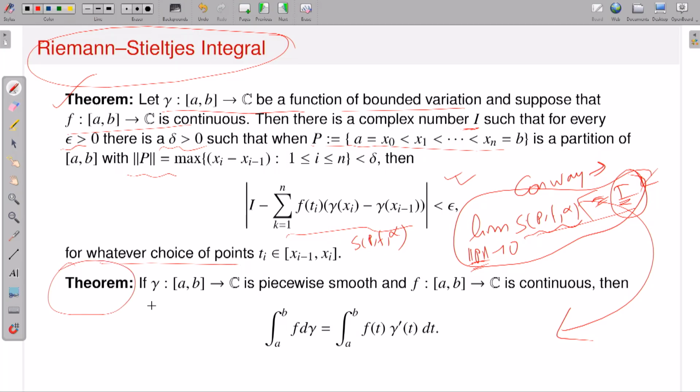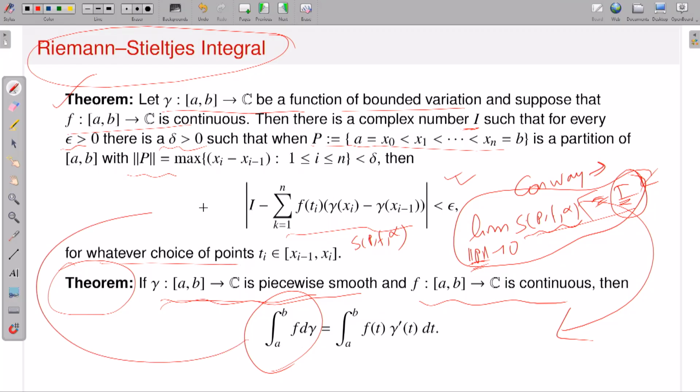Now, if gamma is piecewise smooth, if you recall in my last lecture when I was talking about functions of bounded variation, I said that if gamma is a piecewise smooth function or contour, then it is a function of bounded variation, right? Now if I have a piecewise smooth function, that means it is a function of bounded variation, and if I have a continuous function f, then I can have the notion of the Riemann Stieltjes integral. That means the integration of f with respect to a function of bounded variation, f d gamma. And one can prove that this is exactly the same as the Riemann integral, the integral from a to b of f(t) gamma prime(t) dt.